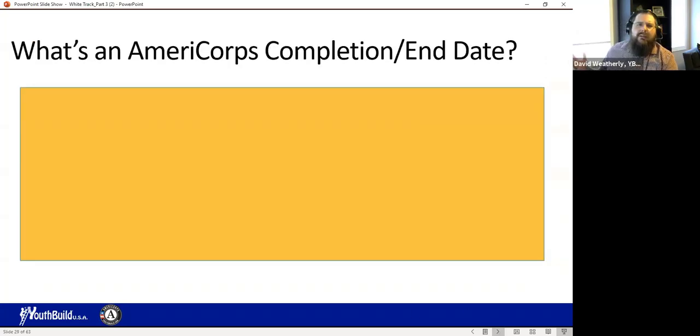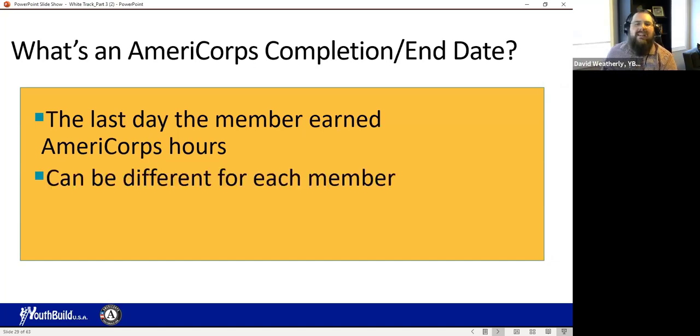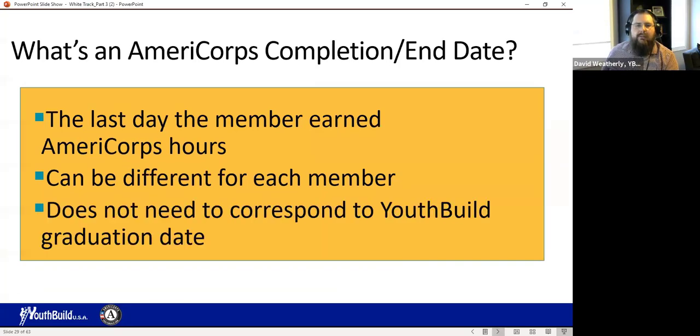So what is an AmeriCorps completion or end date? More than anything else, it's the last day the member earned AmeriCorps hours. If you're ever confused about what their exit date should be, look at their hour log. It should be the last day that has hours on it. It can be different for each member. Each member is going to finish the program in their own time, and some might finish their hours early, so you don't have to have the same completion date for everybody.